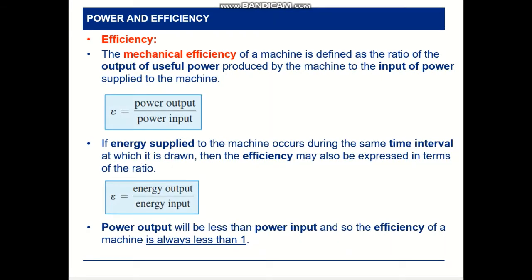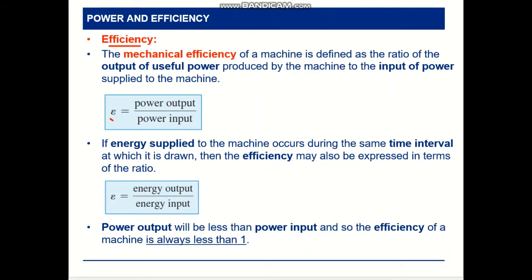If we go through the efficiency, where there is power, we need to know this power's efficiency. If there is an engine or motor, we need to know how much power we put in and how much we get. This gives us the efficiency, right? By definition, the mechanical efficiency of a machine is the ratio of the output of usable power produced by the machine to the input of power supplied to the machine. So power output over power input gives us efficiency.